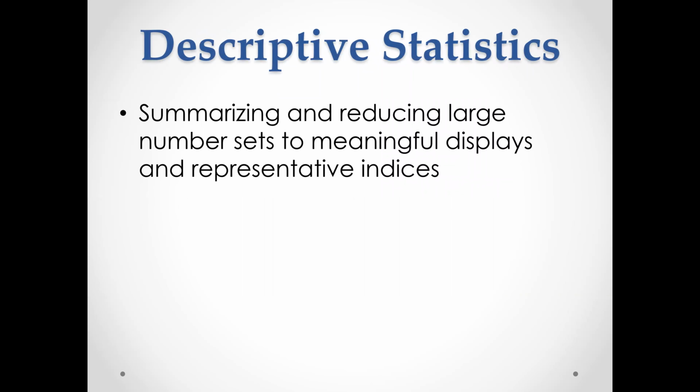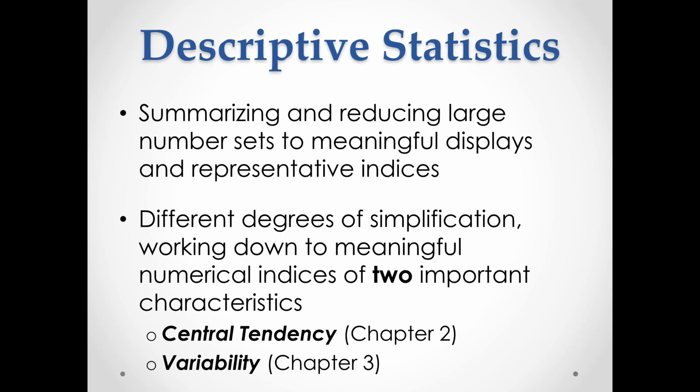Descriptive statistics are summarizing and reducing large numbers of sets of numbers to meaningful displays and representative indices. Indices like the mean and the median. There are different degrees of simplification that one can use for descriptive statistics. For example, central tendency, which is what we're going to deal with in Chapter 2, and variability, which is what we're going to deal with in Chapter 3.